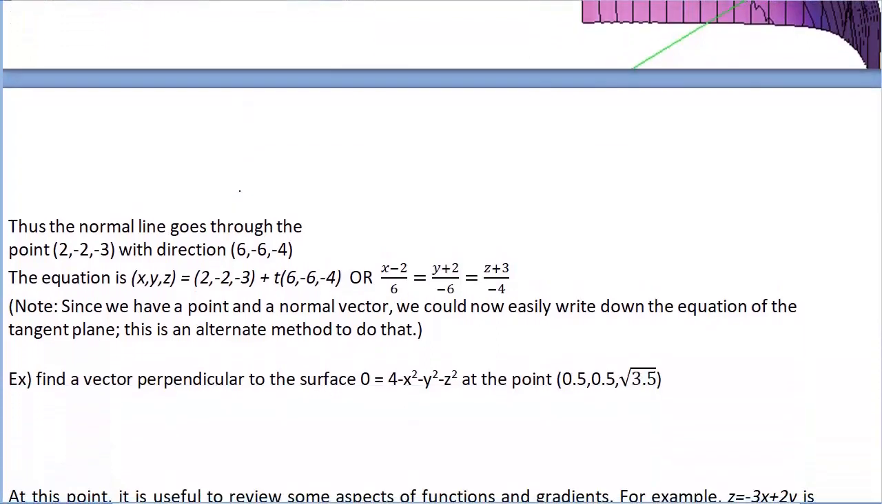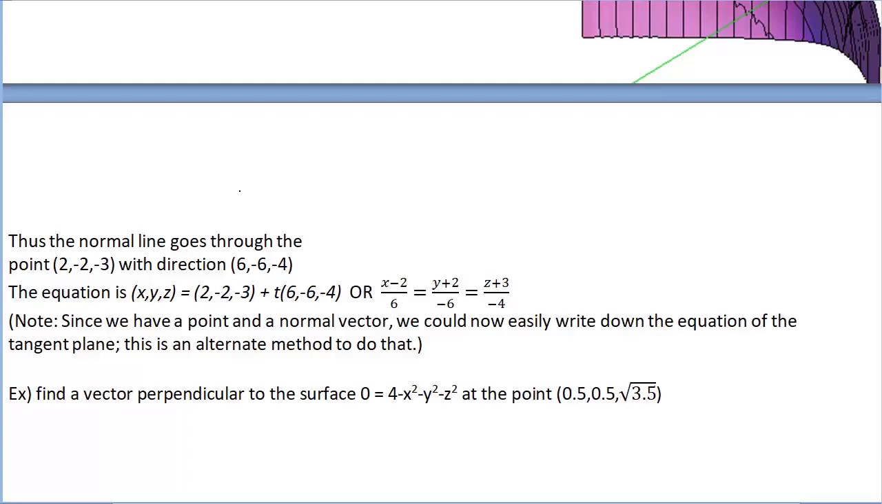Let's do another example. Find a perpendicular vector to this surface, 0 equals 4 minus x squared minus y squared minus z squared, at the point (0.5, 0.5, √3.5). So we've got a surface, and we need to find a perpendicular vector. Notice that this equation represents a level curve for a particular function. That function is f(x, y, z) equals 4 minus x squared minus y squared minus z squared.